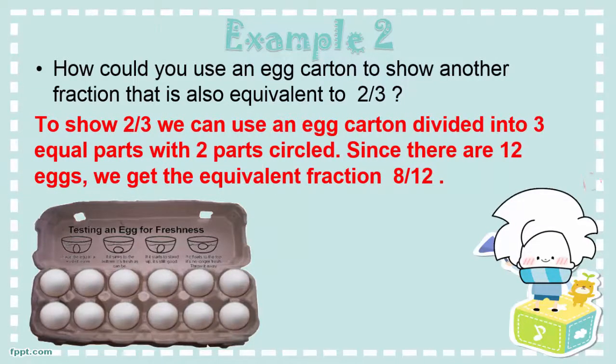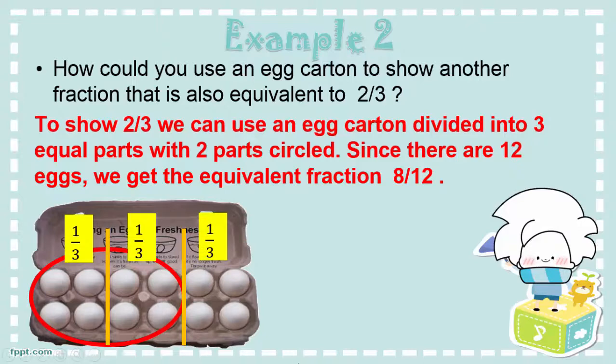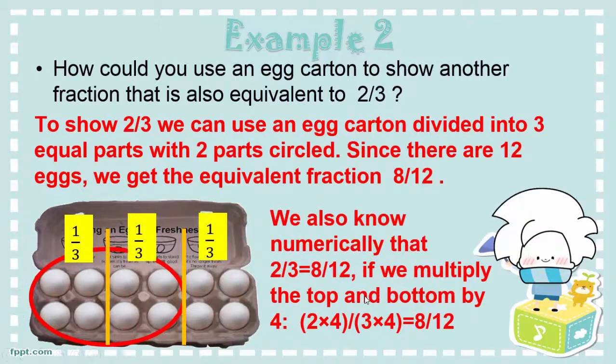Let's review what we just did with the egg carton. To show 2/3, we use an egg carton divided into 3 equal parts, with 2 parts circled. Since there are 12 eggs, we get an equivalent fraction of 8/12. 1/3, 1/3, 1/3. We also know numerically that 2/3 is equal to 8/12. If we multiply the top and the bottom by 4, 2 times 4 over 3 times 4, that will give us 8/12.